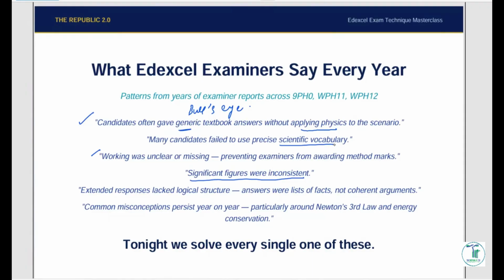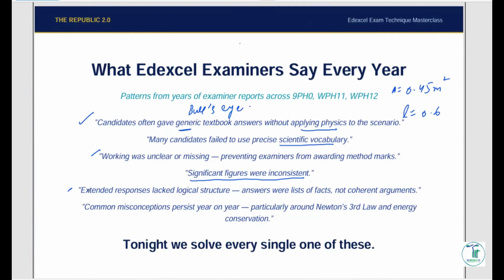Apart from that, significant figures are inconsistent. For example, in some question about resistivity, you've been given that the area of something was 0.45 meters squared. But at the end of the day, when you're calculating the length, you get a length of about 0.6, so they do not have consistent significant figures. So make sure that whenever you're answering, you keep consistent significant figures, right?